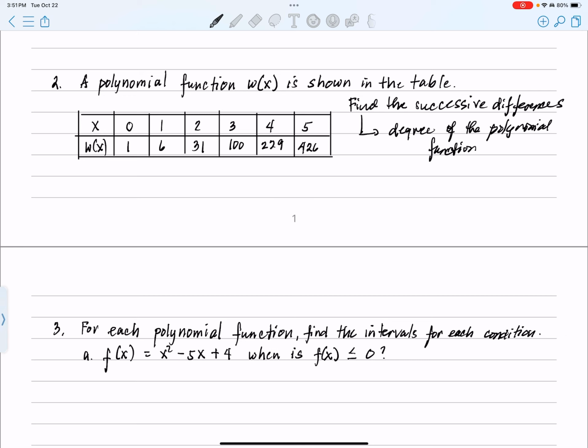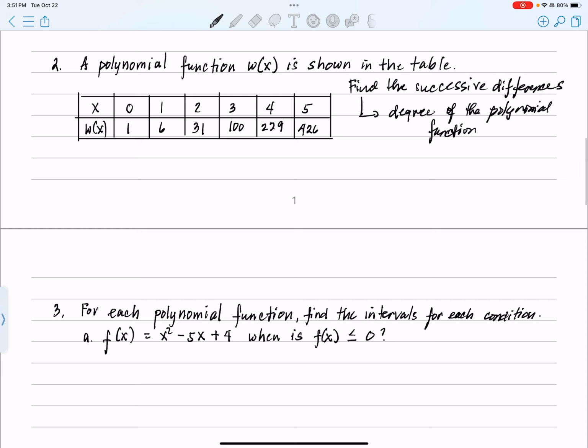Right. So we can start finding the difference. Okay, I like this. 6 minus 1, you have 5. 31 minus 6, you have 25. 100 minus 39, you have 69. 229 minus 100, you have 129. 426 minus 229, you have 197.